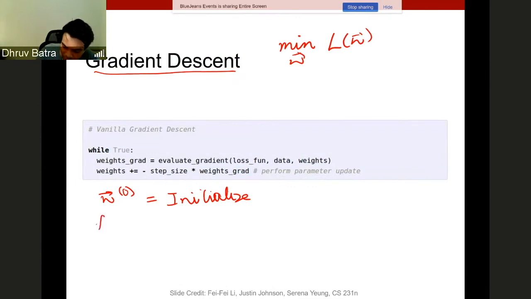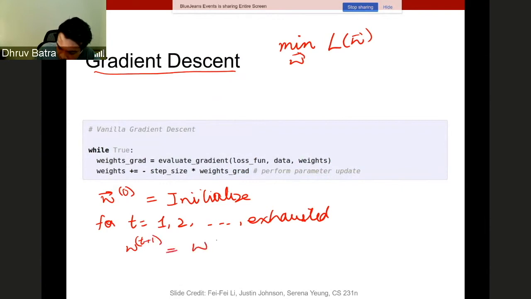You initialize them, and then you write down a for loop, for t equals 1, 2, till you are exhausted, either computationally, emotionally, or physically. At some point there is a deadline, you are done, and till that point arises, you are writing down W t plus 1 is equal to W t, t is starting from 1, so I should start from 0. Yeah, so W t plus 1 is equal to W t minus eta times the gradient of the loss function with respect to W.